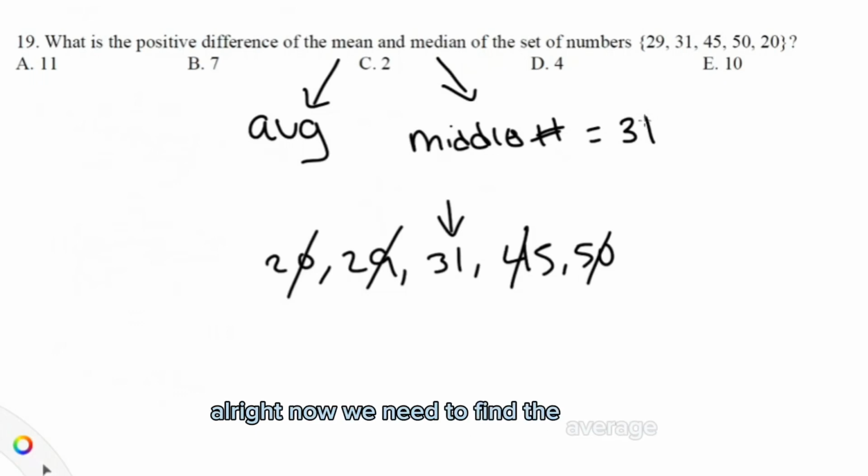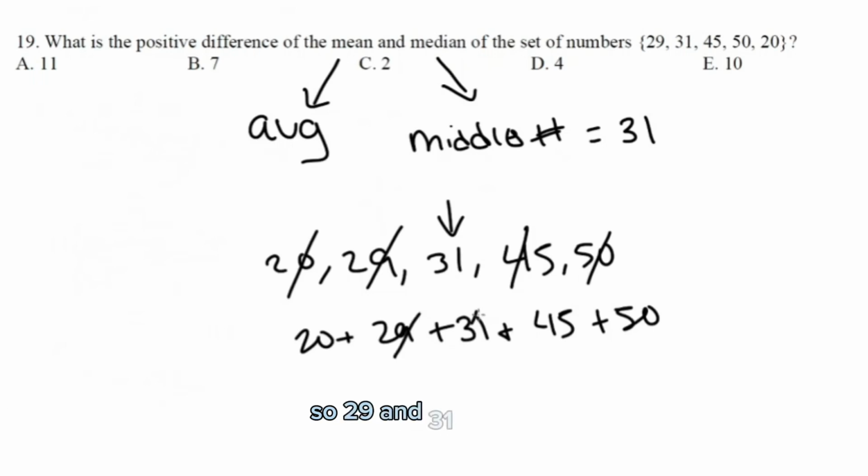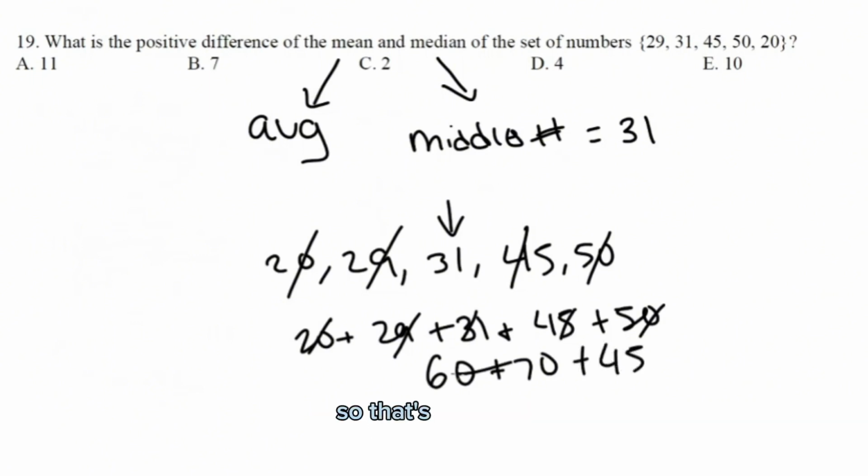Alright, now we need to find the average. The way we find the average is we add up all the terms and divide the sum of all the terms by the amount of terms. So in this case, there are 5 terms. And now we have to add up 20 plus 29 plus 31 plus 45 plus 50. Let's do it. Alright, so 29 and 31, that's 60. 20 and 50, that's 70. And then we have 45. So that's 130 plus 45, which is 175.